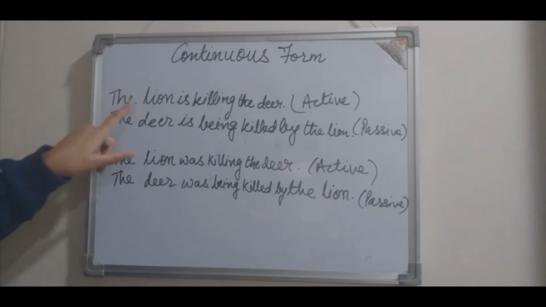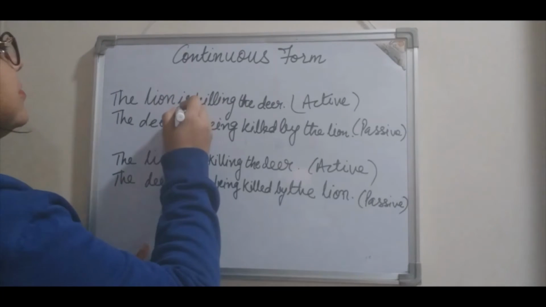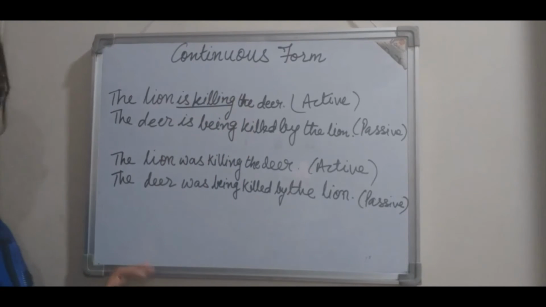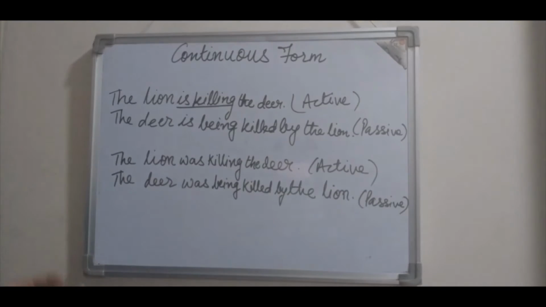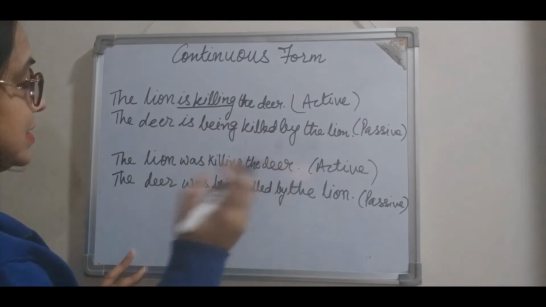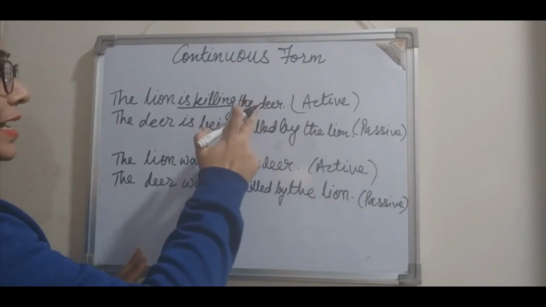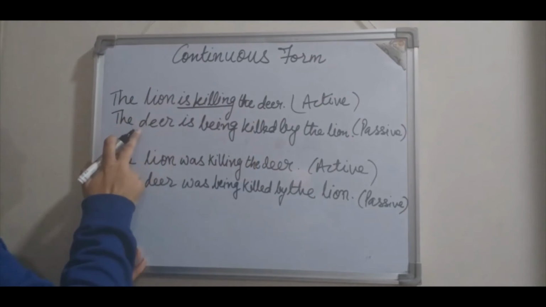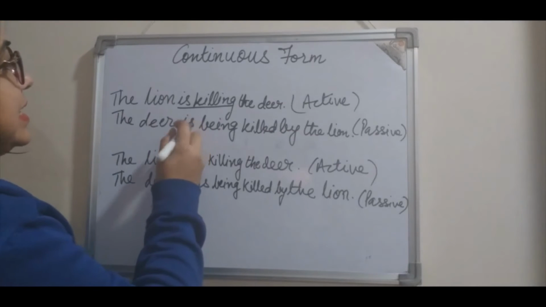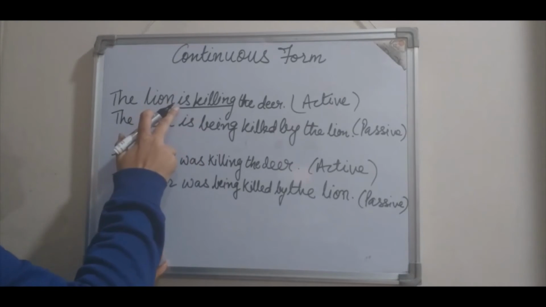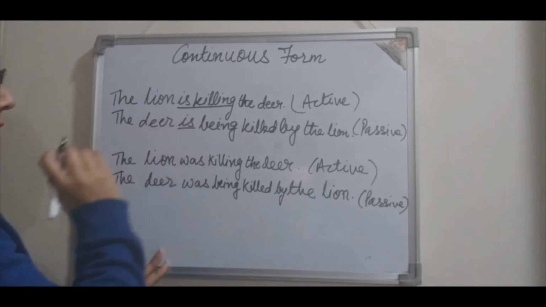So the sentence, the lion is killing the deer. If we take a look at the sentence, we'll see that the verb is killing is in present continuous tense. When we change it into passive voice, the same rules apply here as well. The subject goes to the object's place and the object of active voice moves to the subject's place in passive voice. And apart from that, the auxiliary now is, since the sentence is in present continuous form, we will write is as it is.